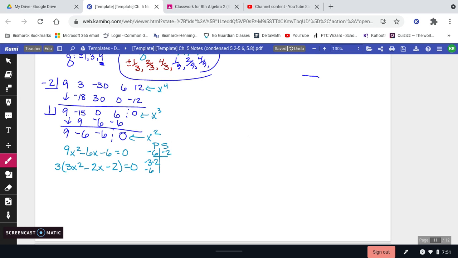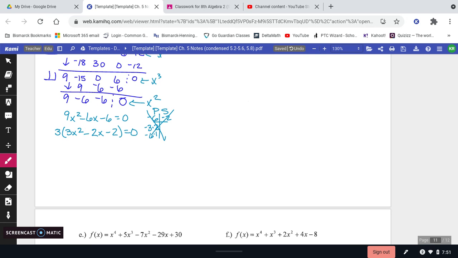-6 and a 1, that doesn't work. I was thinking this was going to factor. Am I missing something? Well, okay, I guess it's not going to factor. So we're going to go quadratic formula.